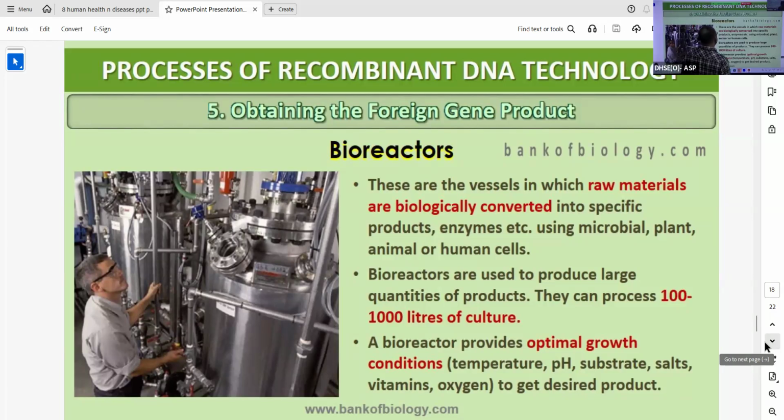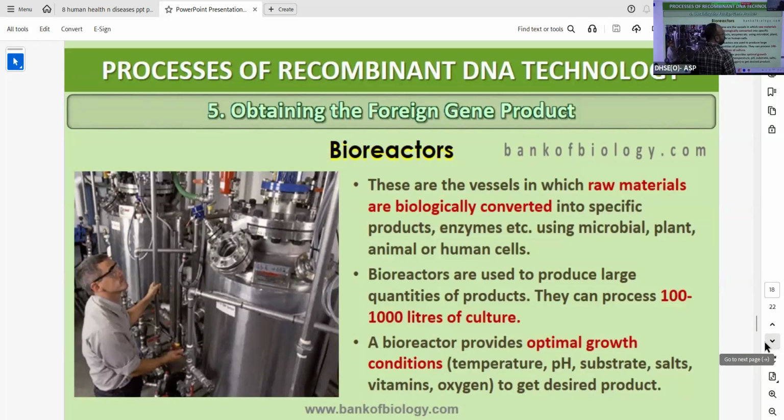They can process 100 to 1000 liters of culture. The bioreactors can be very small as well as very big. The limitation is from 100 liters up to 1000 liters it can perform. Okay? A bioreactor provides optimal growth conditions.